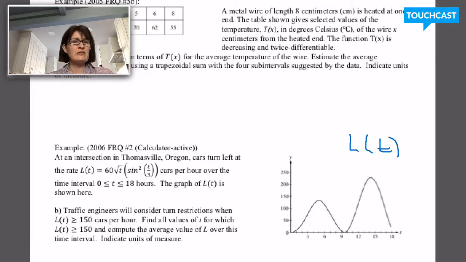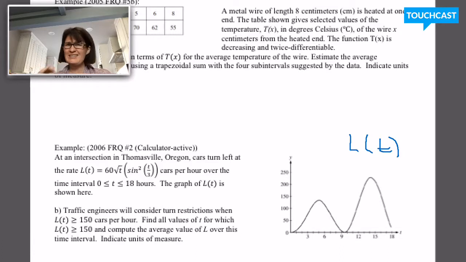Find all values of t for which L of t is greater than or equal to 150, and compute the average value of L over this time interval. Indicate units of measure. So we've been asked to do two things. One, name the interval, the time values for which L of t is greater than or equal to 150, and then find the average value of the L function over that interval.